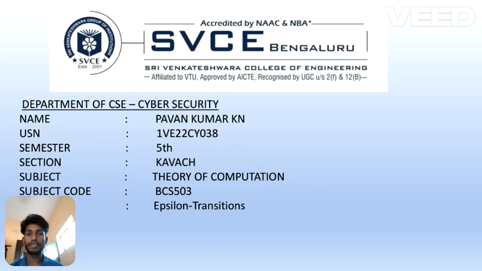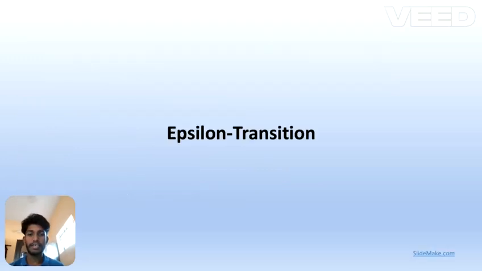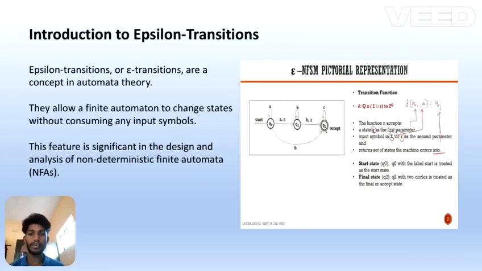Today we are here to discuss epsilon transition. Introduction to epsilon transitions. Epsilon transitions, or ε transitions, are a concept in automata theory. They allow a finite automaton to change states without consuming any input symbols. This feature is significant in the design and analysis of non-deterministic finite automata, shortly called NFA.